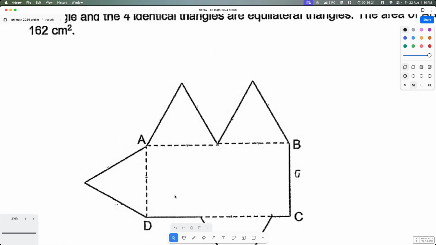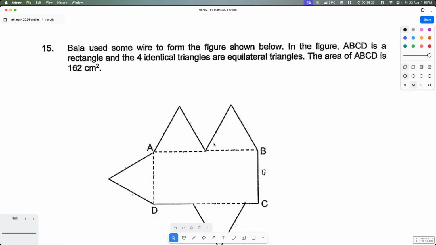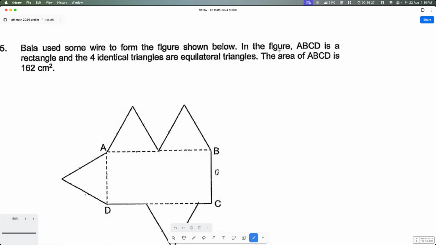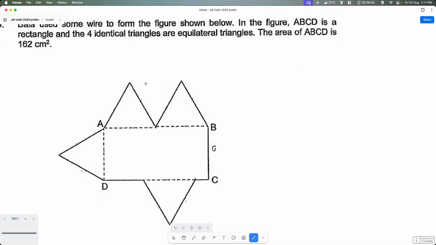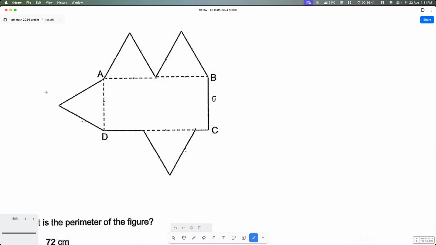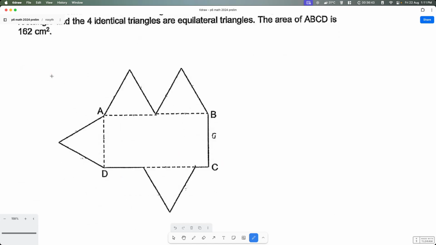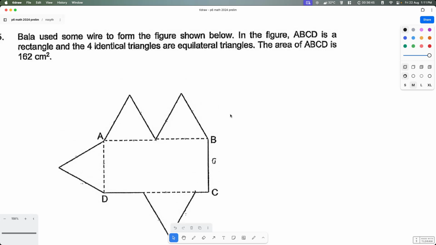Question number 15. Right, so Bala used some wire to form the figure shown below. In the figure, ABCD is a rectangle, and the 4 identical triangles are equilateral triangles. The area of ABCD is 162. Right, so what is the perimeter of the figure?